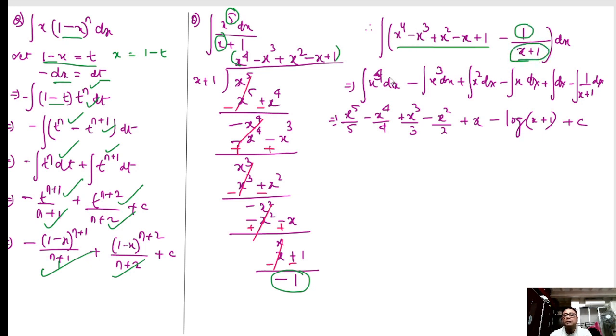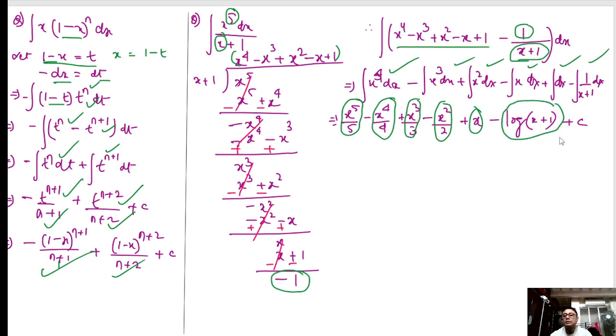So separately doing integration, x to the power 4 will become x to the power 5 by 5, x cube will become x to the power 4 by 4, x square will become x cube by 3, x will become x square by 2, dx will become x, 1 by x plus 1 will become log (x plus 1) plus c.